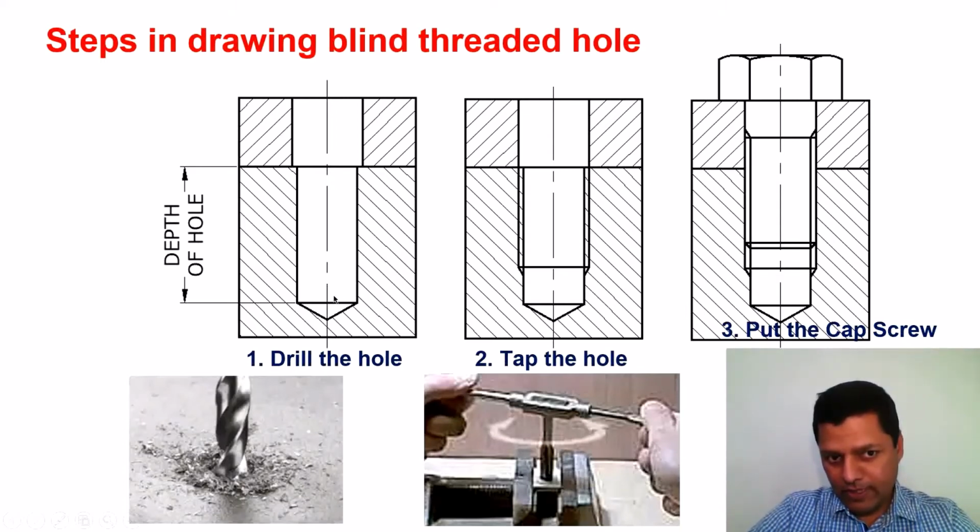So this is the depth of the hole up to this line. At the end we show this 30-degree line with the horizontal. This represents the wedge shape of the twist drill. The twist drill at the end has a wedge shape. Whatever the actual angle on the drill, in drafting we show it at 30 degrees, both sides 30 degrees.